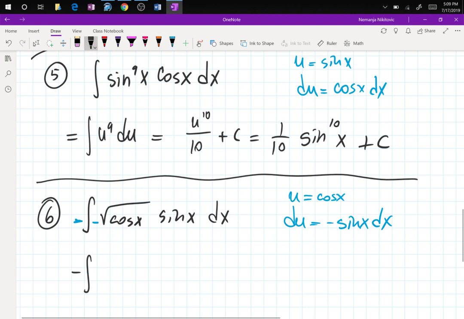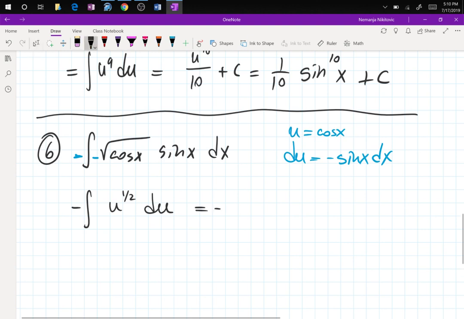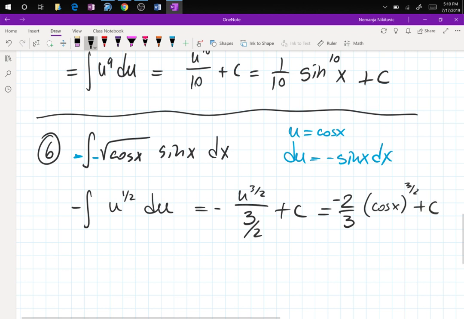So now negative integral u to the 1/2 du, because the negative sine x dx altogether becomes du. Cosine is u, so root of cosine is root u. All I need to do now is integrate u to the 1/2, which adds 1. So this is negative u to the 3/2 divided by 3/2 plus c, which is negative 2/3. When you bring it up, it flips. U is cosine x, so we have cosine x raised to the 3/2 plus c, and the problem is solved.